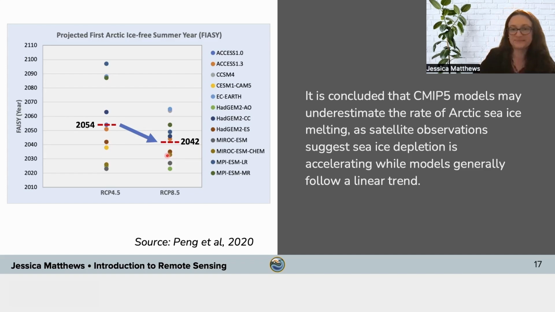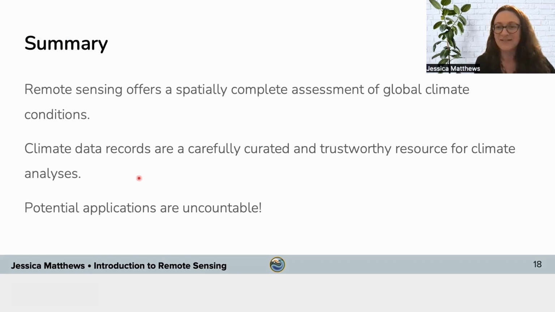So, in summary, what I hope you have learned from today's presentation is a little bit more about remote sensing data, the platforms that are used for this data, and the importance of climate data records. Remote sensing offers a spatially complete assessment of global climate conditions, and climate data records are a carefully curated and trustworthy resource for climate analyses.